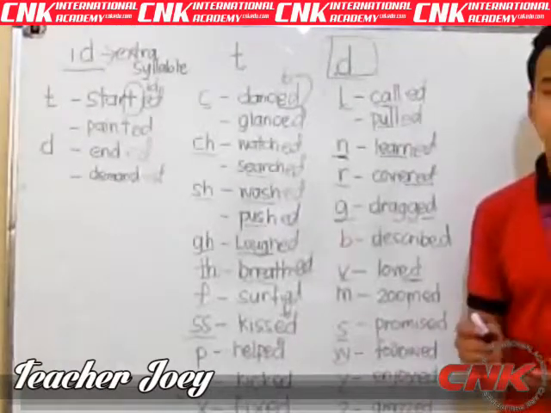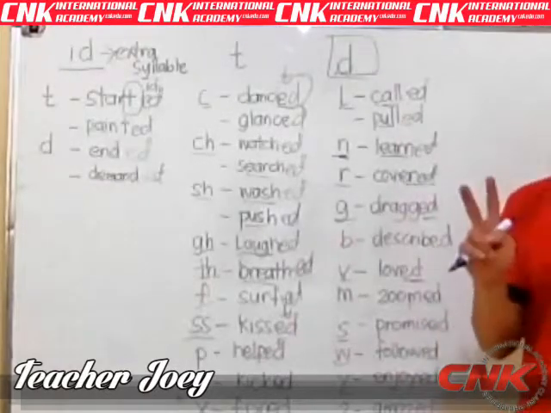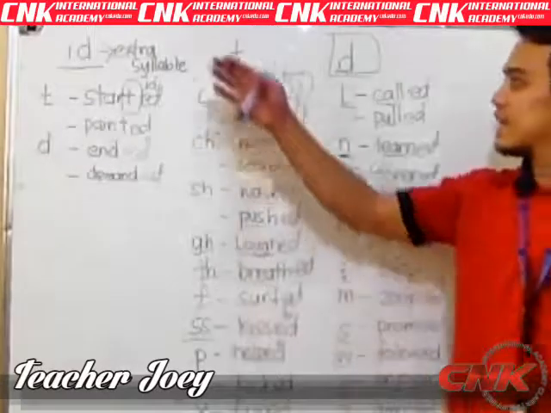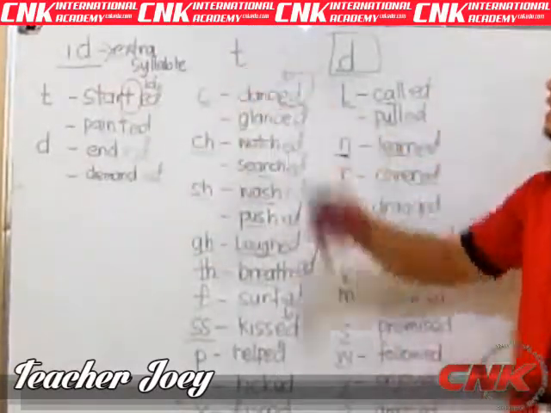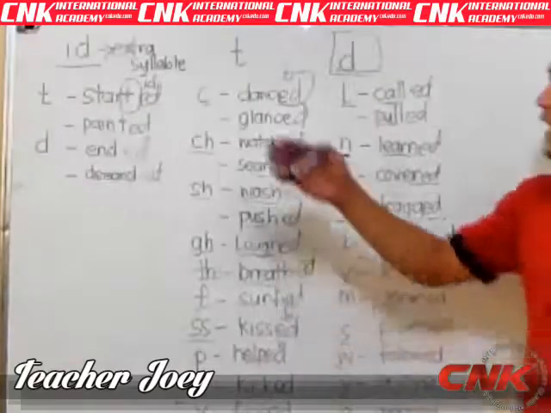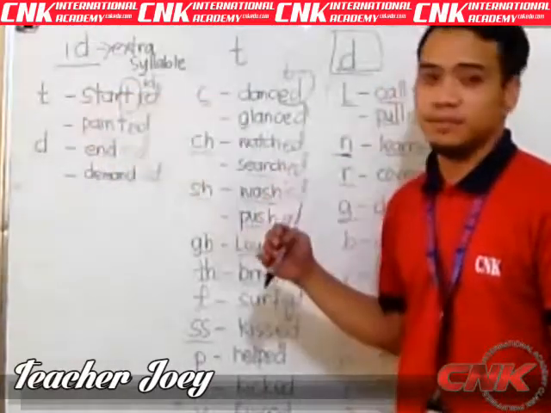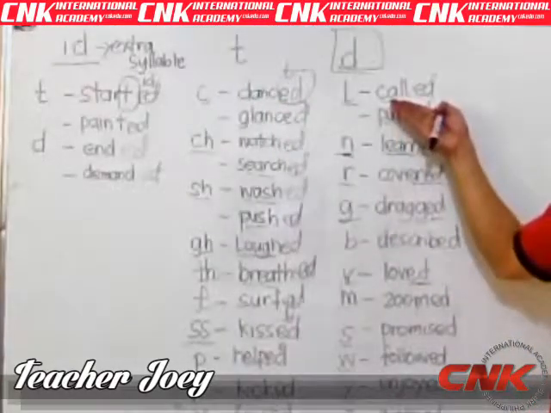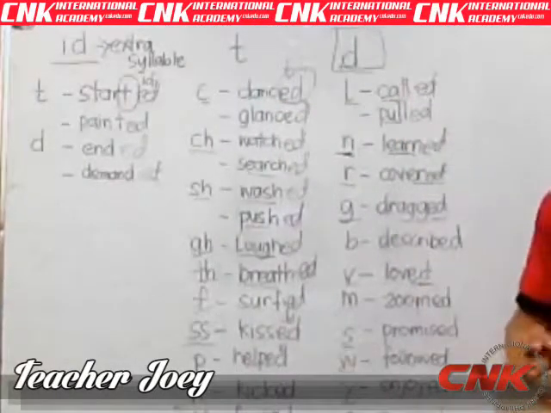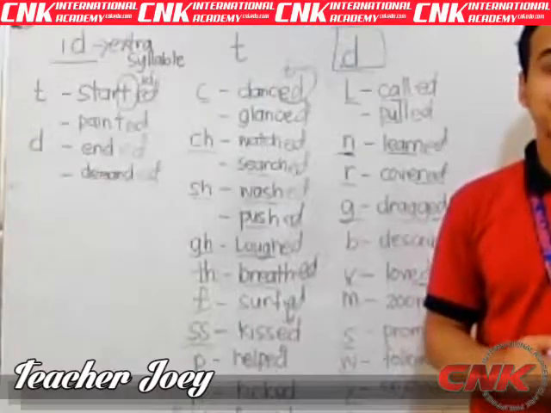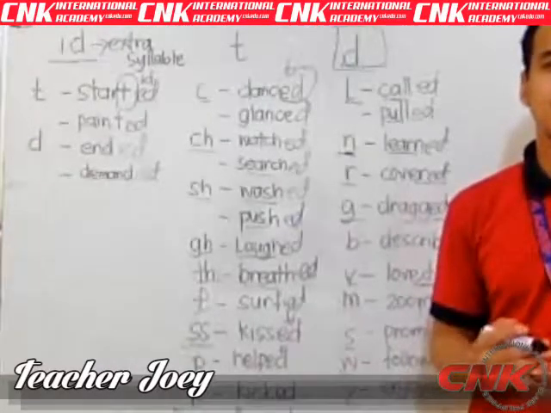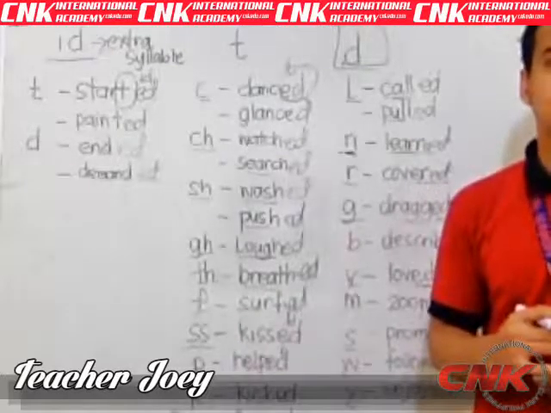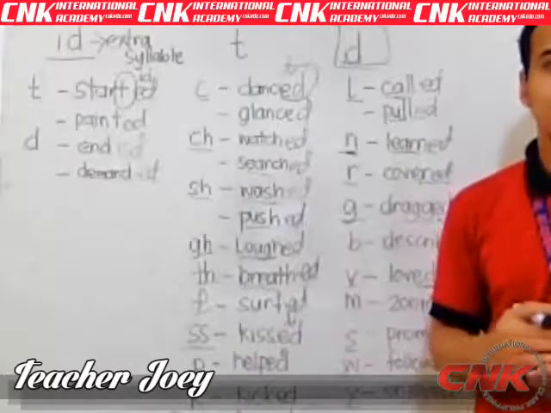So as a recap, as we all know, there are three ways to pronounce the ED ending in English: ED, T, and D. Example, started, danced, called. Remember that you should practice every day so that you can be good in pronunciation. So, thank you very much for watching.